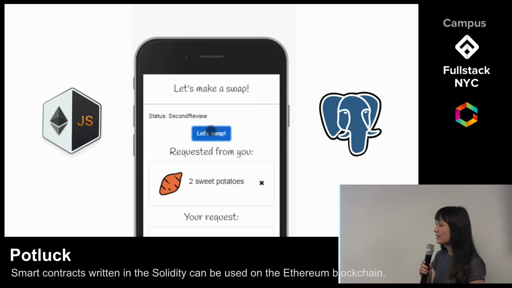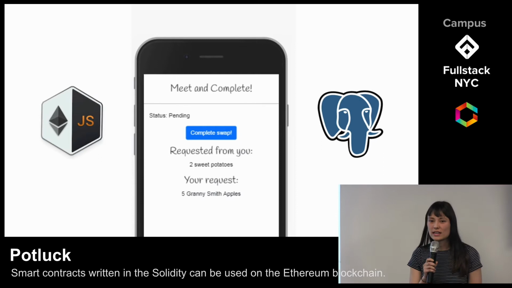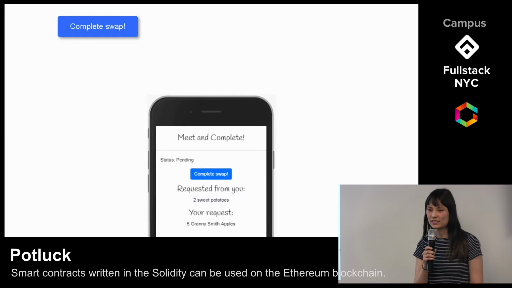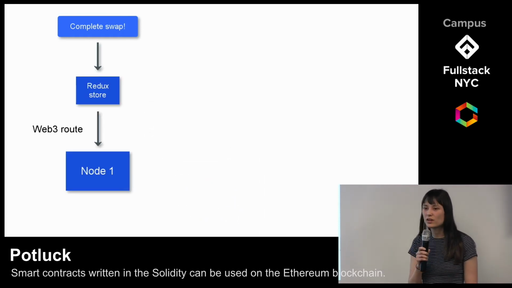One of the challenges we encountered was managing the flow of data through our app. We needed to update the contract every time there was a status change, and to make sure that we were connecting information between the front end, our private blockchain, and our database. For example, let's say that Jamie and Mark have traded their items in person. When Jamie clicks the Complete Swap button, this dispatches a call to a Web3 route, which is a library that allows us to communicate with our local Ethereum node.